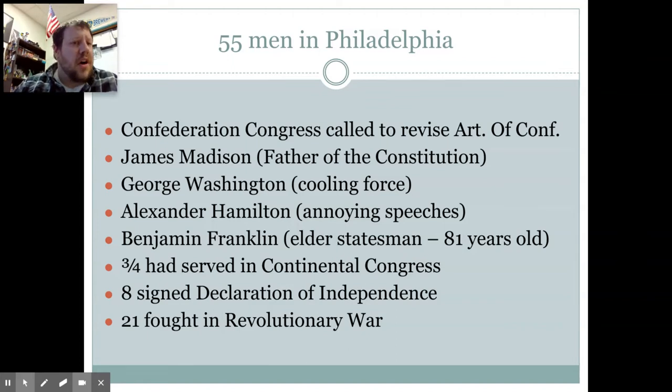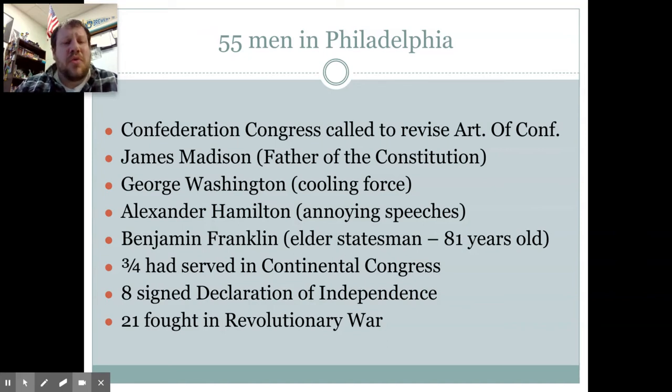James Madison, all 5'5", 95 pounds of him, is considered the father of the Constitution because he's the guy who sat down and wrote down what every single person said. He wrote down every single little detail and eventually compiled it together into what is now the Constitution. He served as secretary.